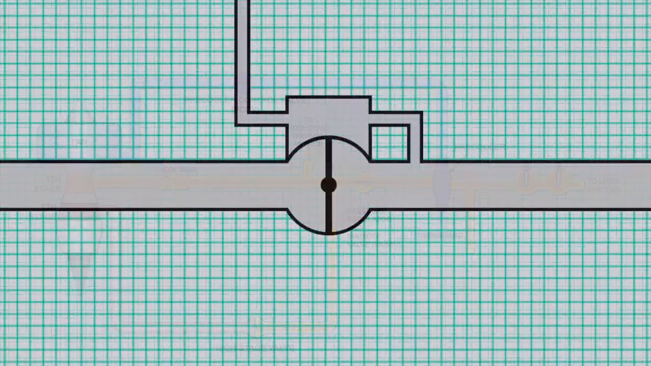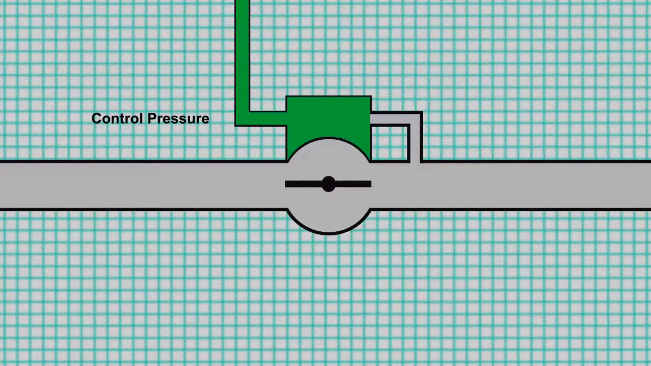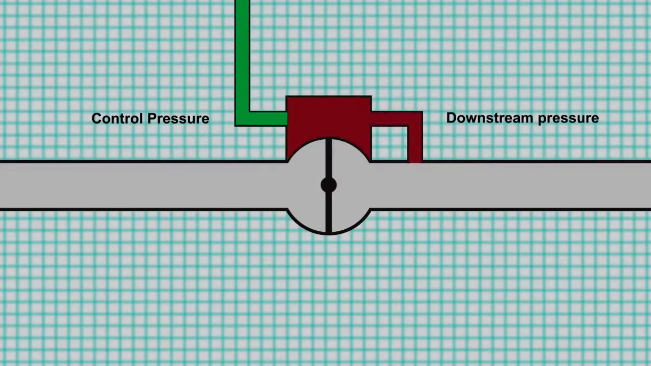In the HSV and PRSOV, control air enters the valve actuator and is opposed by downstream pressure. The control pressure tends to force the valve open, and the downstream pressure tends to force the valve closed. So the position of the valve is the result of the force balance between the control pressure and the downstream pressure. Note that for both of these valves, the normal or relaxed state of the valve is to be closed.